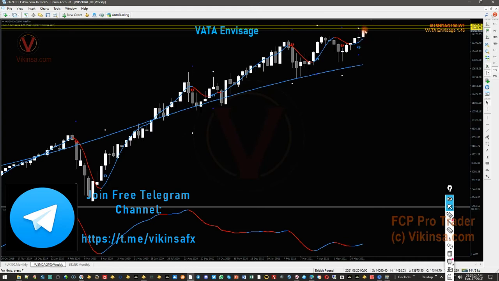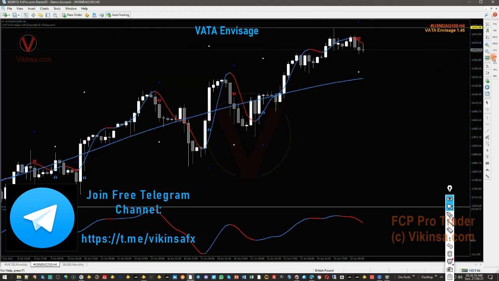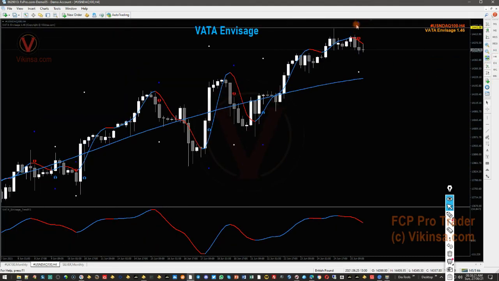So I'll look for a little short move on the daily or in the 4-hour or something like that, but there is still a possibility that it can go higher to 14,579, and I will only change my bias, as I said, if I get a confirmation above that level.